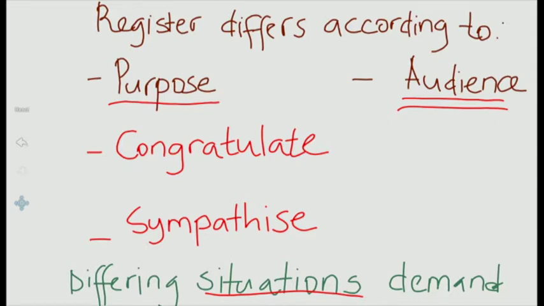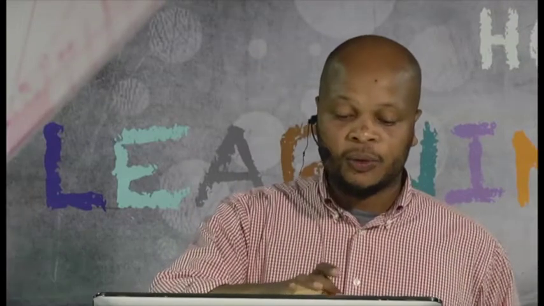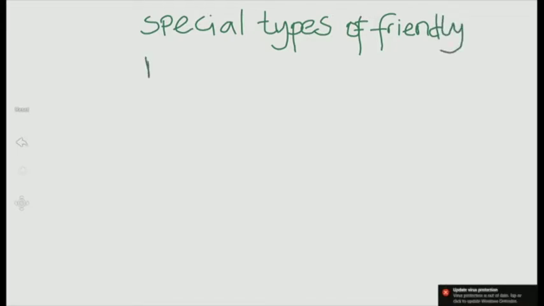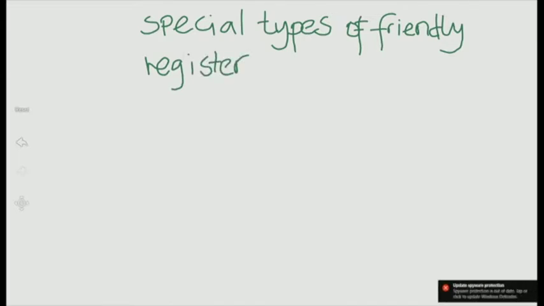I'd like us to look probably at different types of writing, a friendly letter, for example. Maybe let's just say a friendly register. This gets us to what we call special types of friendly register. The different types of friendly register, some of them we've already talked about.